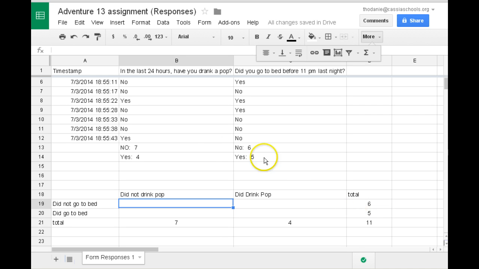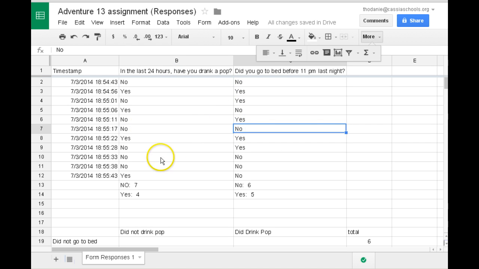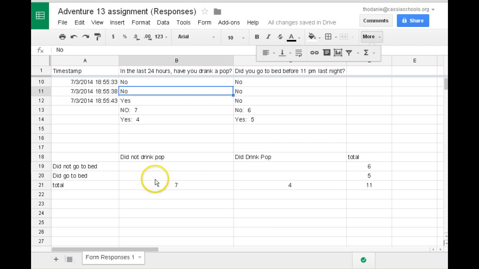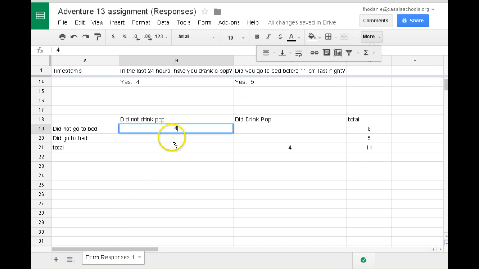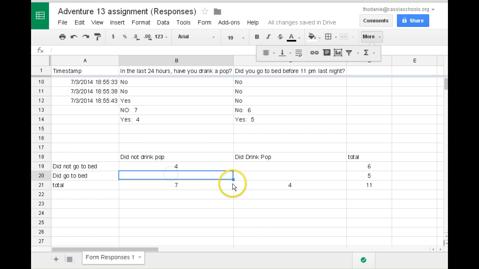So now the question is, how many drank pop? Did not drink pop and did not go to bed. So I'm looking for no-nos. So I got one no-no right here, right? I've got 2 no-nos, right? 3 no-nos and 4 no-nos. So 4 of these are no-nos. The others must have been no yeses. So let's see, I got a no yes there. 1, 2, 3. So those are my remainder there.